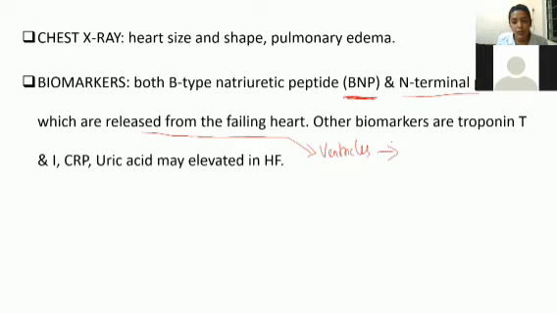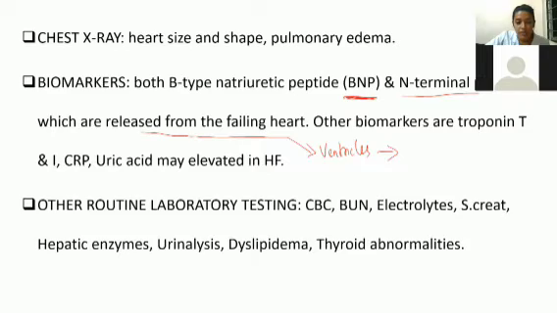And even other biomarkers like troponin T, I, CRP, uric acid can also be elevated. But troponin T and I we will mostly check in MI and all. So the main thing we will check in heart failure is BNP or N-terminal pro-BNP.